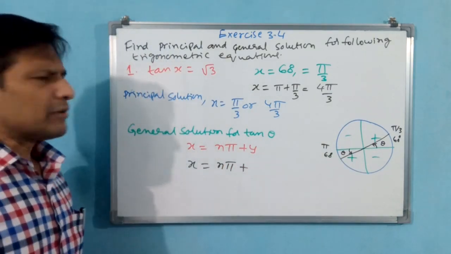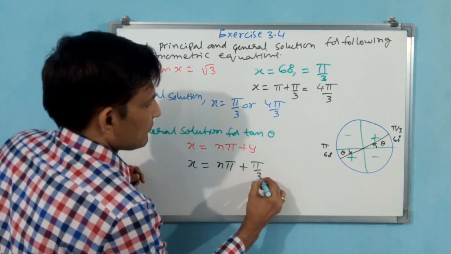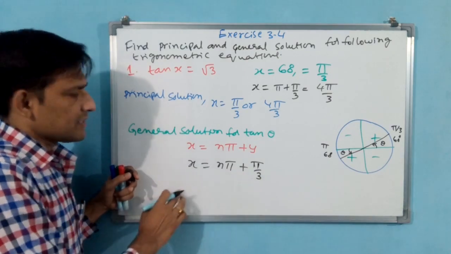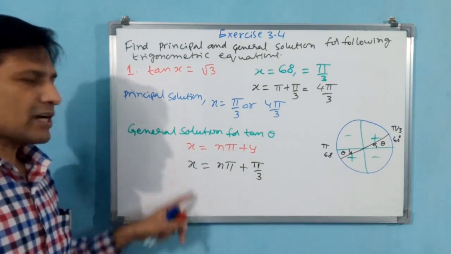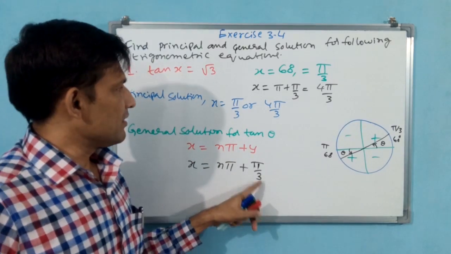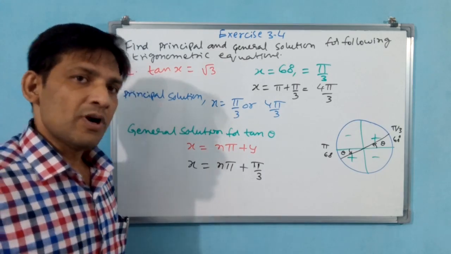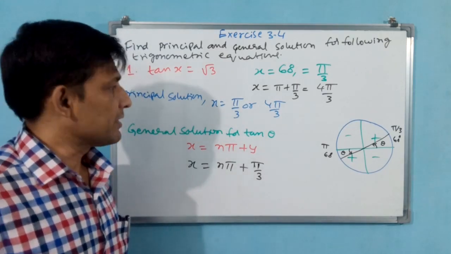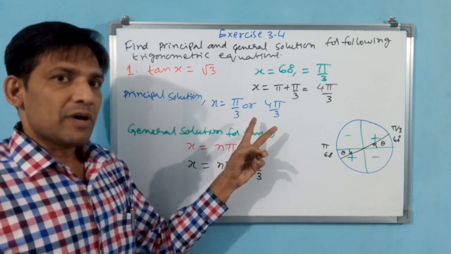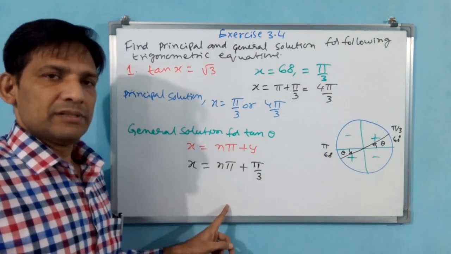See, there is no compulsion. Here I am writing pi by 3, y is equal to pi by 3. n pi plus pi by 3, x is equal to n pi plus pi by 3. This is your general solution for this equation. You can write 4 pi by 3 here also rather than pi by 3. There is nothing wrong, because for the principal solution two angles will come, and between the two, any one value you can write for the general solution.